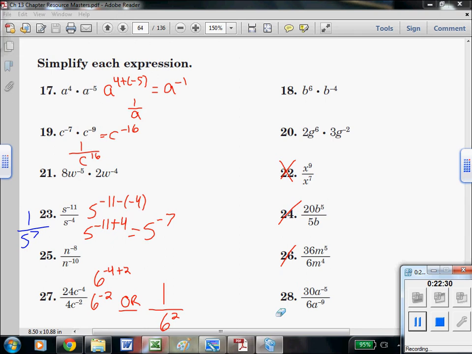Number 28, we're going to make our last one on this page. If you start off with the coefficients just like the last one, if you haven't done so already, please press pause and try this question on your own without any help to see if you can do it on your own. 30 divided by 6 is 5.